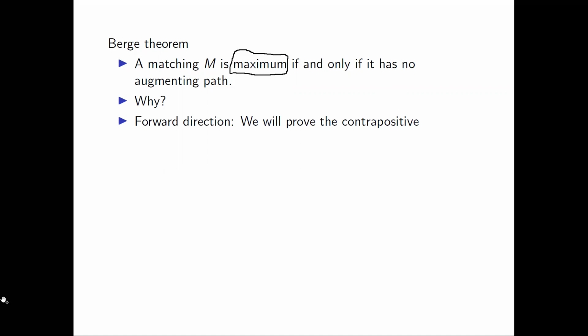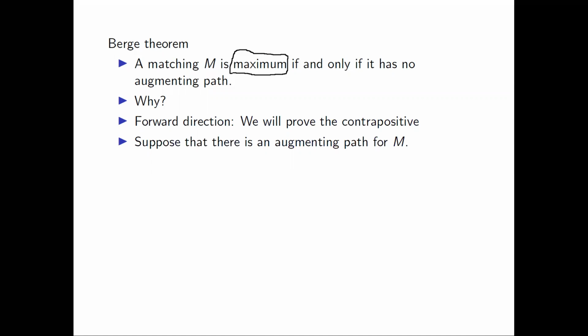So in order to prove the forward direction, we want to prove if M is maximum, then it has no augmenting path. If we want to prove that, we can prove its contrapositive. So we have to show that if M has an augmenting path, then M cannot be maximum. So we will assume that M has an augmenting path, and we need to use this path to prove that M is not maximum.